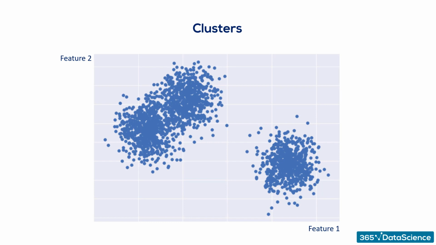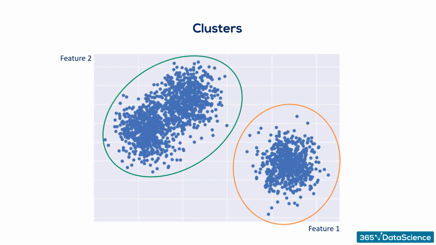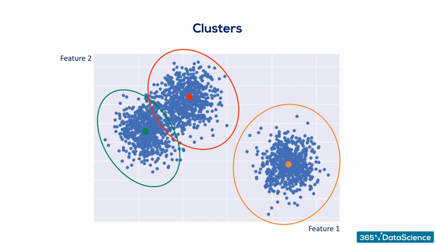Here's a nice picture of clusters. We can clearly see two clusters. I'll also indicate their centroids. If we want to identify three clusters, this is the result we obtain. And that's more or less how clustering works graphically.